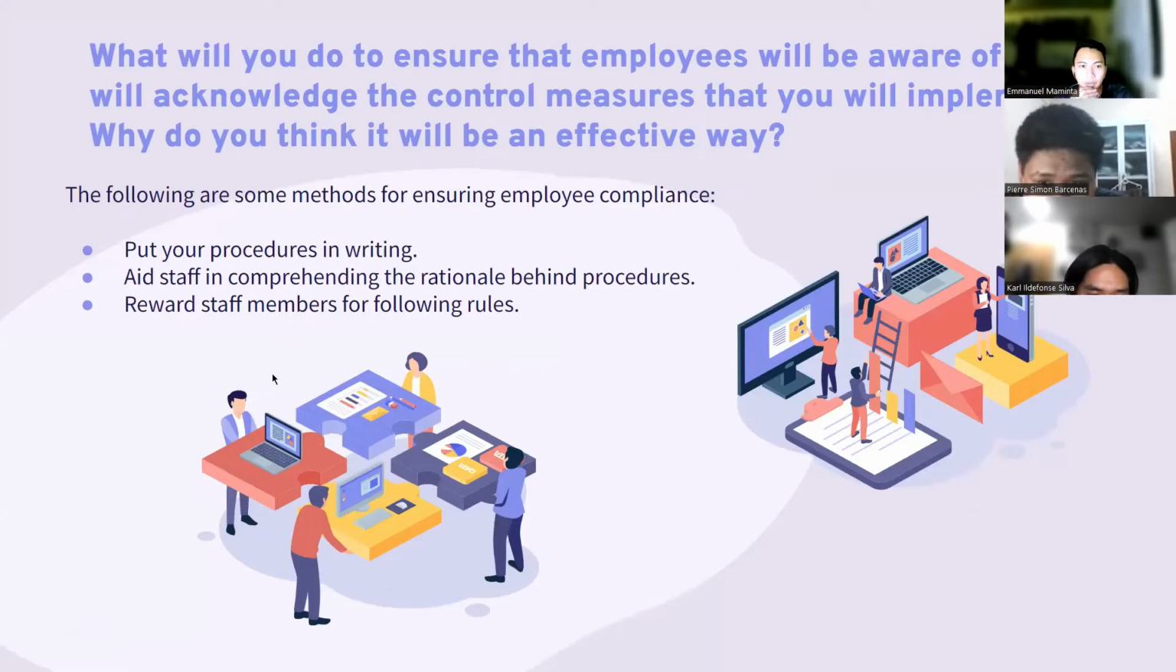So lastly, what will you do to ensure that the employees will be aware of and will acknowledge the control measures that you will implement? So what do you think will be an effective way? The best method to guarantee that the criteria stated are followed is to have an appropriate policy in place.